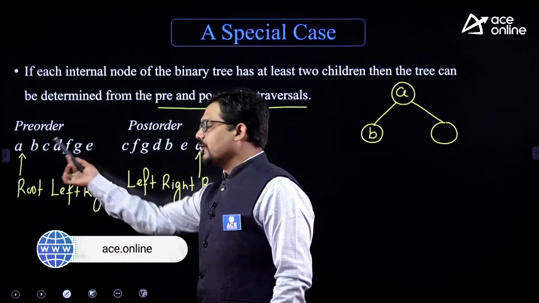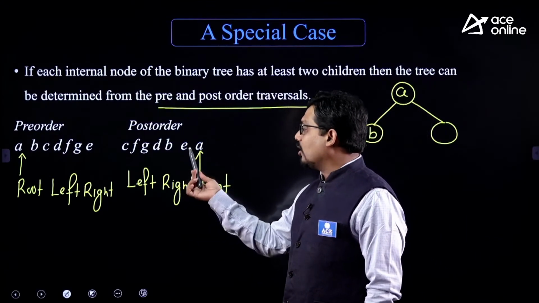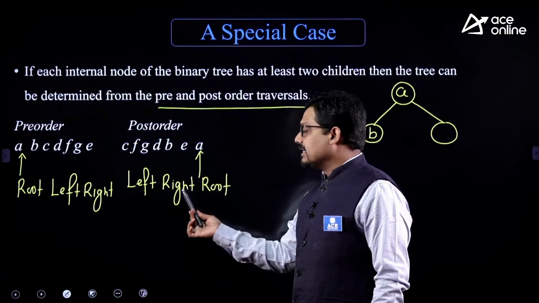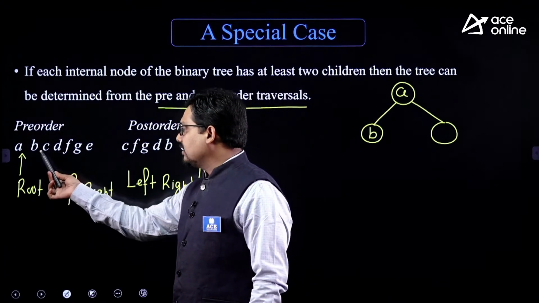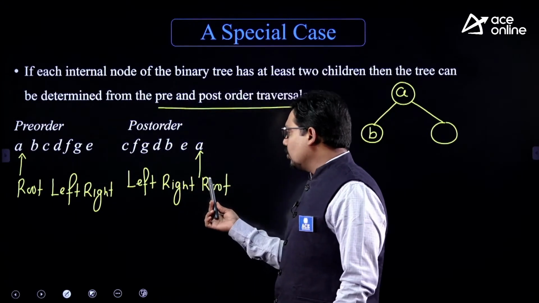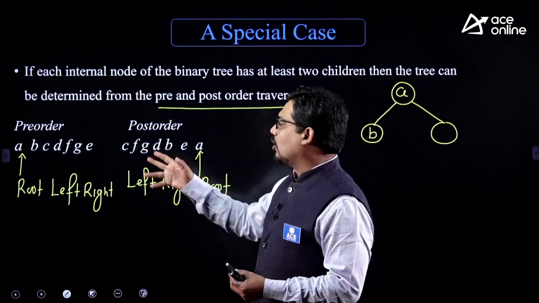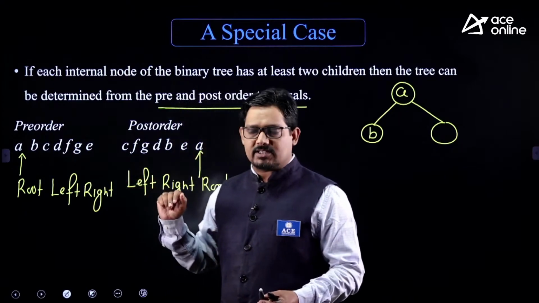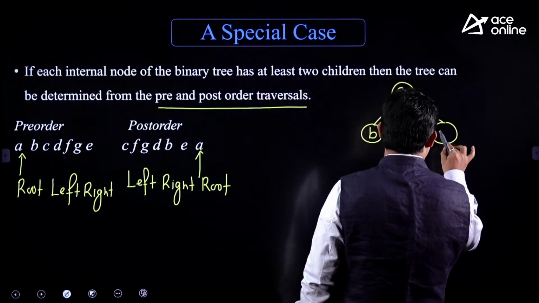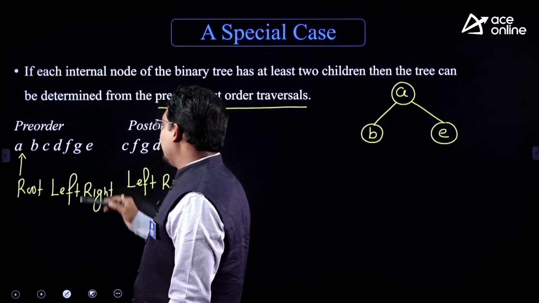So after the root you are going to visit B, which is on the left. Before the root, the node that you are going to visit will be the last node, which in this case is E. So after the root you visit the root of the left subtree, which is B, and before the root you visit the root of the right subtree. So after A comes the root of the left subtree, and before A the root of the right subtree is visited. In this case, this is E for sure.